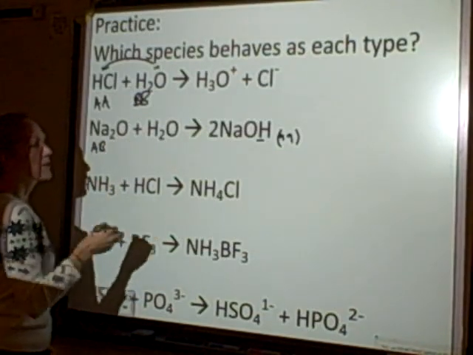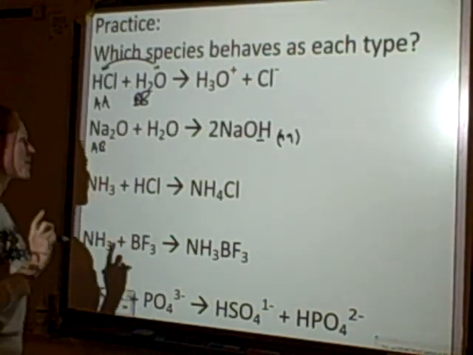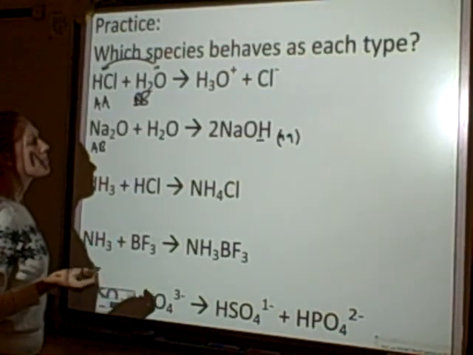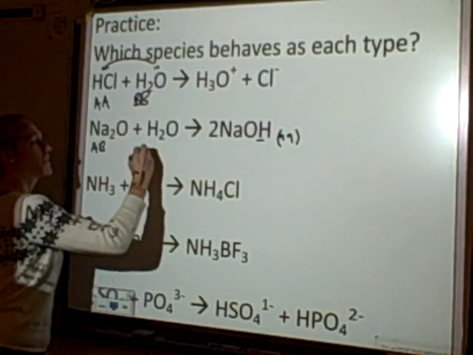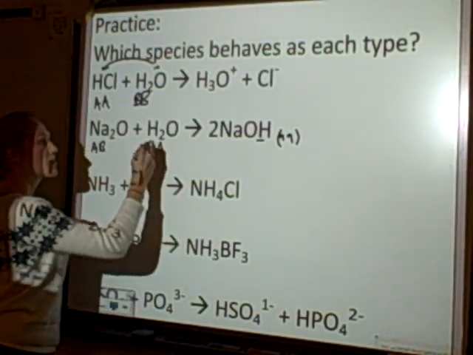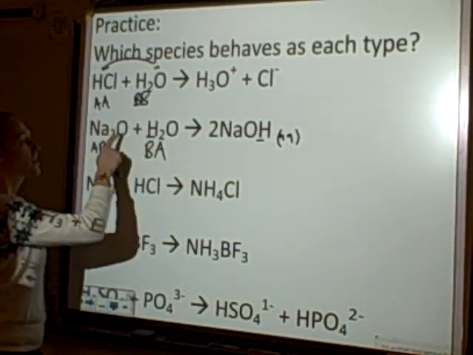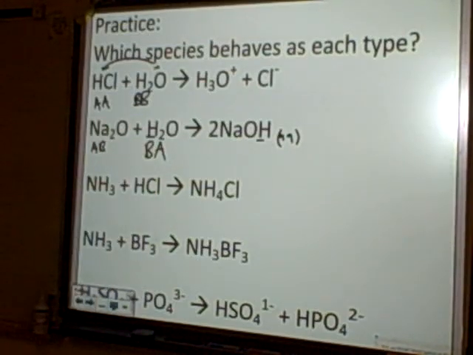So then we look at the water. There's no hydronium being made, so it's not Arrhenius, but it is a Bronsted acid, because it's donating one of these H+ to the oxide over here. So it's a Bronsted acid and it's a Lewis acid.